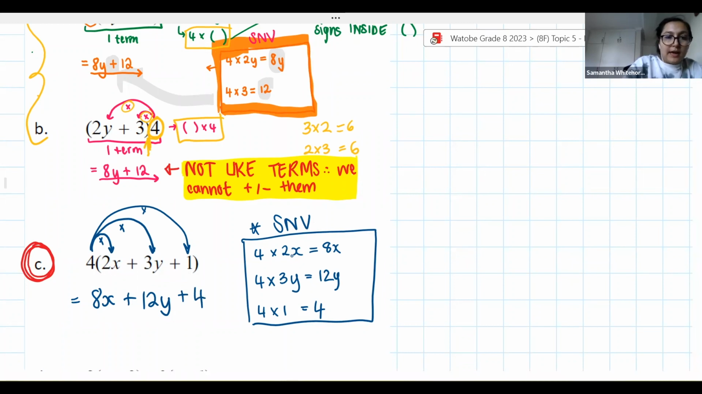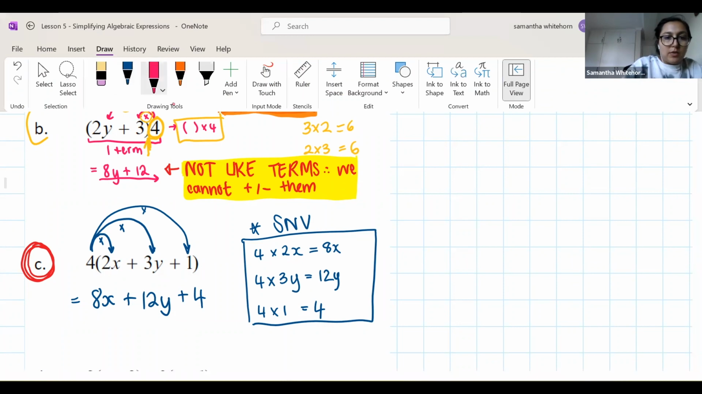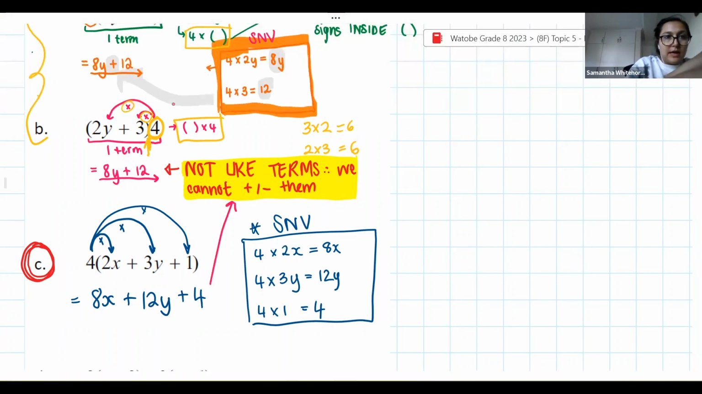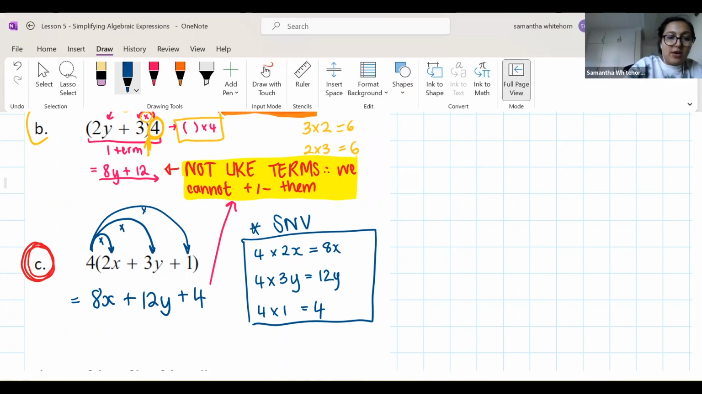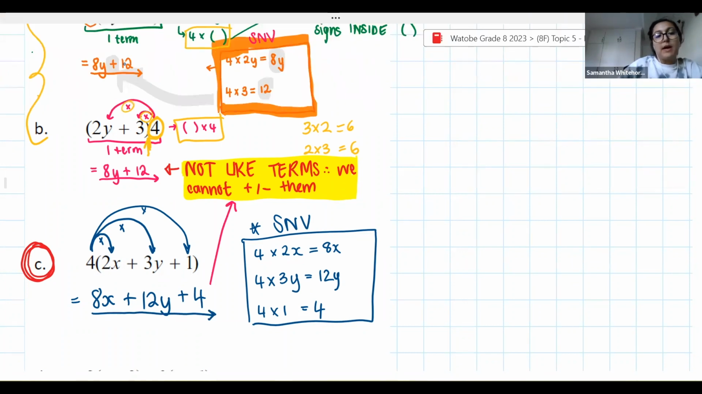Now there's no like terms. So again, this links back to what we said here. These are not like terms. And so that means I cannot add or subtract them. So my answer is 8x plus 12y plus 4. If I had like terms, then yes, we can add or subtract. But in this case, I don't. And so I stop.